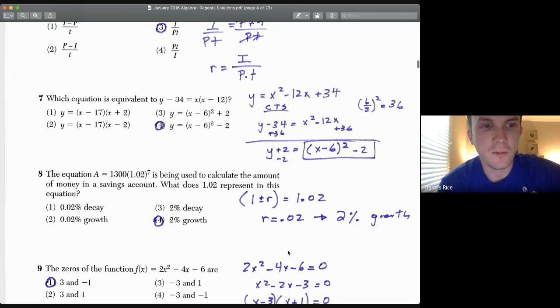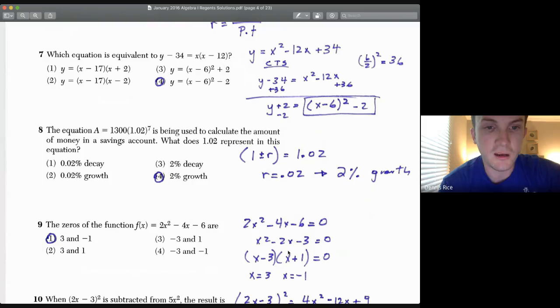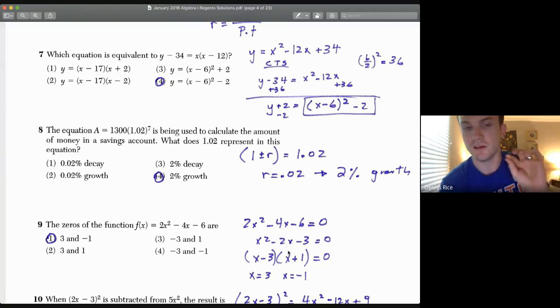Okay. For number 8, what does 1.02 represent? 1.02 means that there's 2% growth. Be careful if you chose choice 2 here. 0.02% is not what it's saying. It's 0.02 as a number, which is 2%.